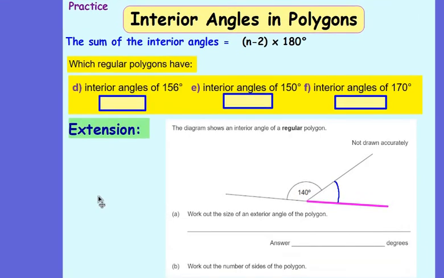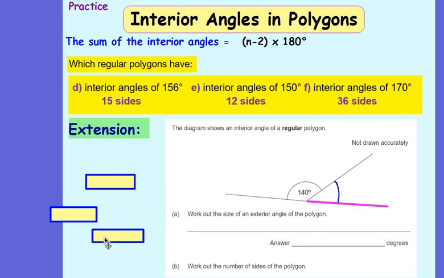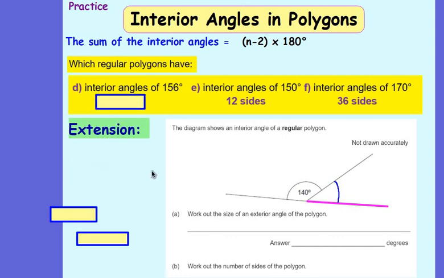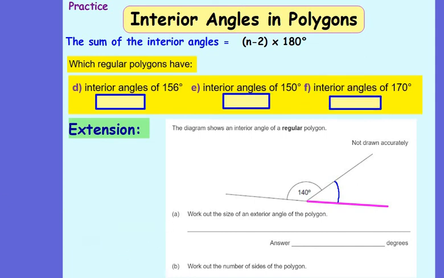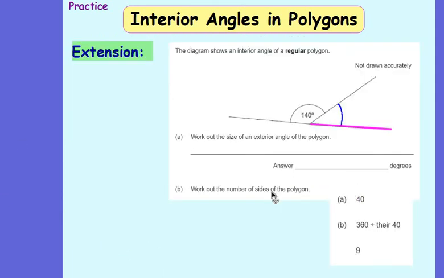Okay, let's look at the answers. I was looking for 15 sides, 12 sides and 36 sides. And here are the answers to my extension question. Well done if you got that right. I was looking for 40 degrees using angles on a straight line. And the number of sides of the polygon should have been 9.